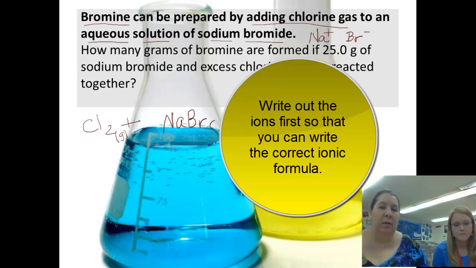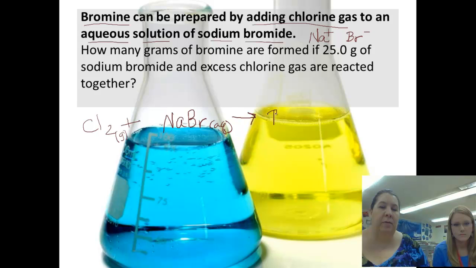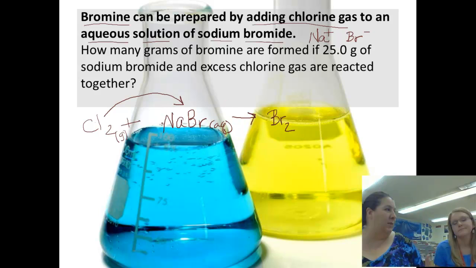Okay, now I can write my Br2, because that's one of our products. Yes, and since I know that this is what kind of equation? Simple replacement. Yes, a simple or a single replacement. This chlorine right here is going to come in and replace bromine, which will leave bromine by itself, and we know it can do that because bromine's at the bottom of the activity series of halogens, so pretty much any other halogen can replace it. And it's going to be bromine plus sodium chloride, our good old friend, table salt.